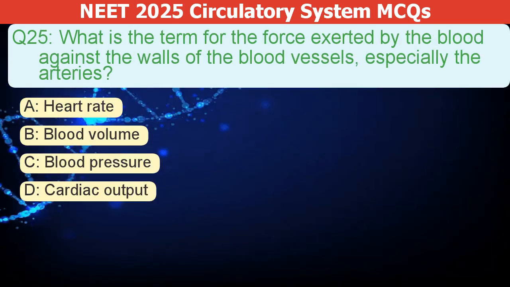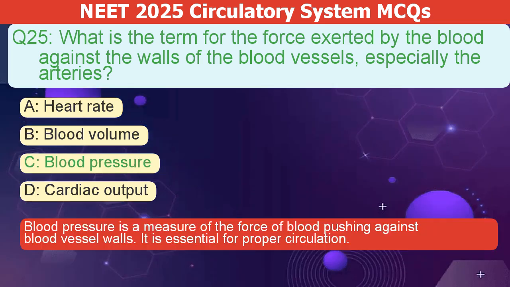What is the term for the force of blood against the blood vessel walls, especially the arteries? A. Heart rate. B. Blood volume. C. Blood pressure. D. Cardiac output. The correct answer is C. Blood pressure is a measure of the force of blood pushing against blood vessel walls. It is essential for proper circulation.